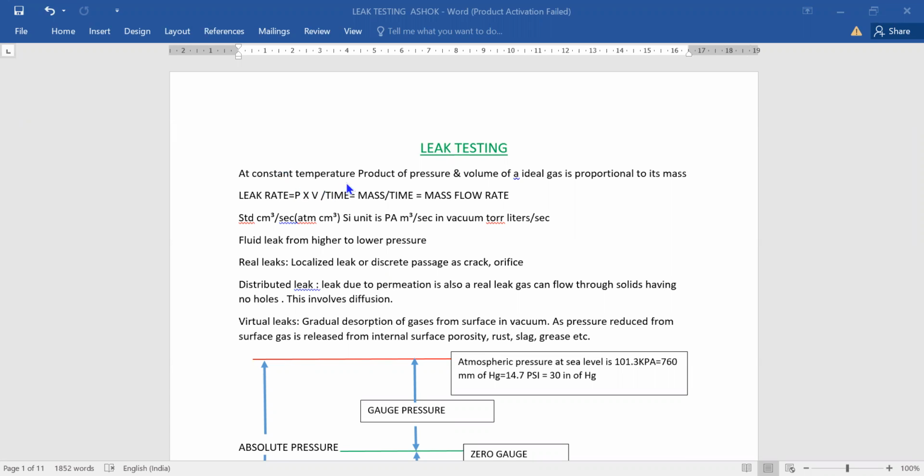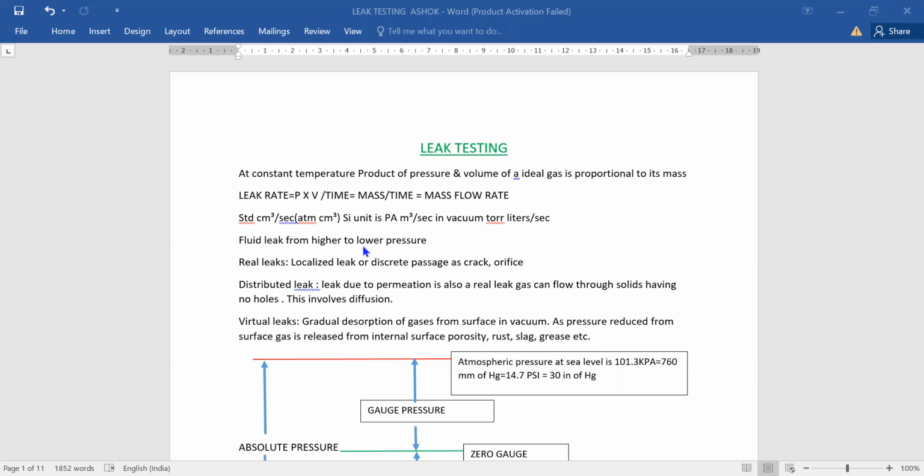Leak testing, a constant temperature product. At a constant temperature, the product of pressure and volume of an ideal gas is proportional to its mass. Leak rate is PV by time. Mass per time, mass flow rate. Standard cm³ per second, atmospheric cubic centimeter. The SI unit is Pascal meter cube per second. And in vacuum, torr liter per second.